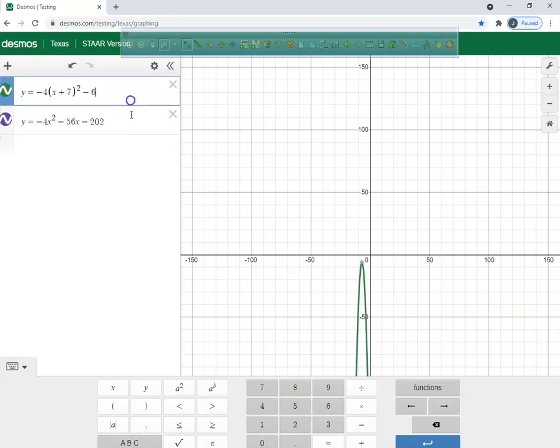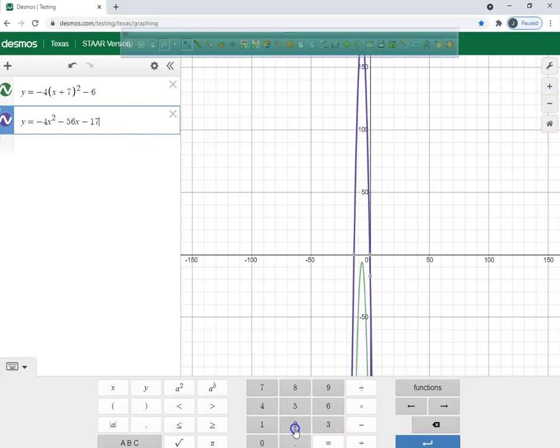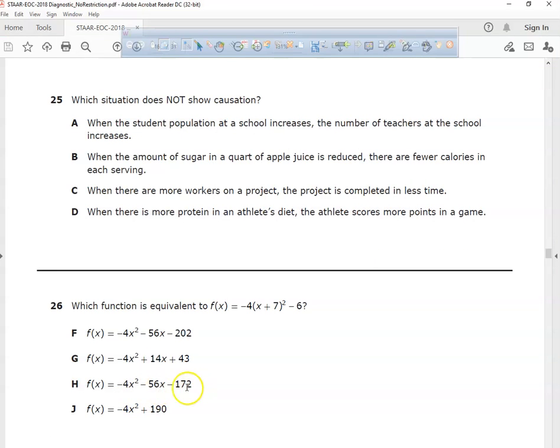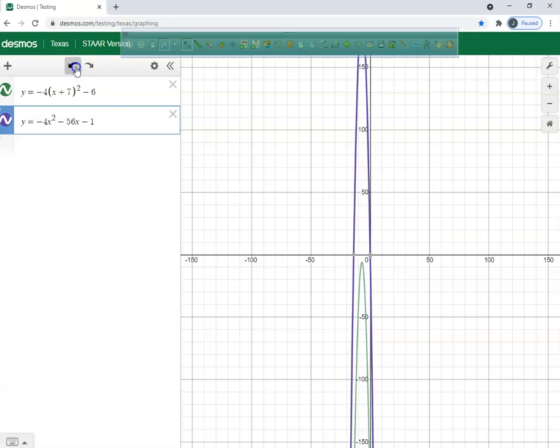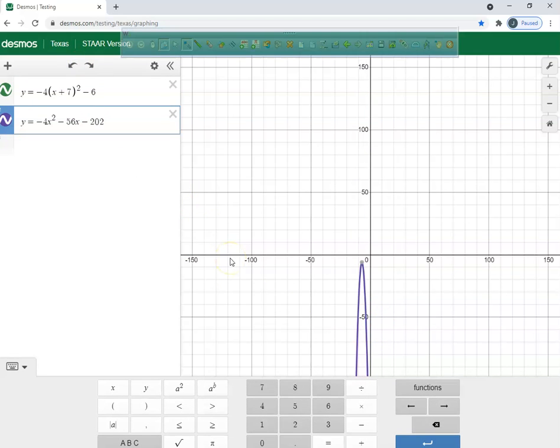Does everybody see, just by typing in your answer choices, you can find the one that actually matches it. So here's one of the wrong answers. I think it was 172. I think that was one of our wrong answer choices right there. Everything's the same except for what? Minus 172. Does everybody see how those don't match? So you have to find the one that matches. That's about as easy as it gets. That's why using Desmos makes it very easy to find the matching graph.